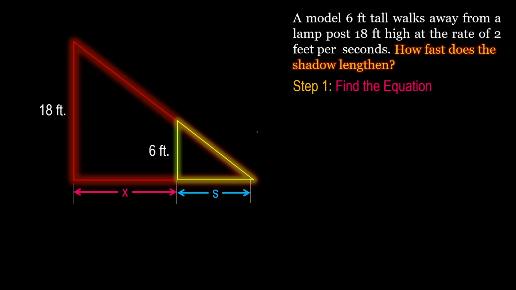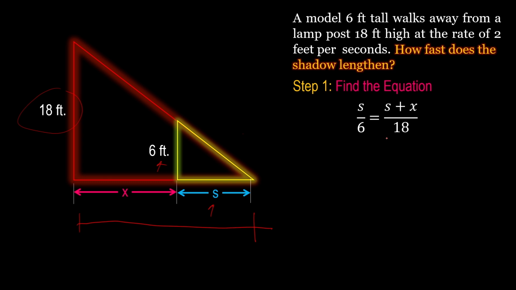Okay, so to answer step number 1, we'll use the ratio and proportion. So we have S over 6, that is for the smaller triangle, equal to x plus s. X plus s is this distance. This is for the larger triangle, x plus s over 18. It's right here. So we have this equation.